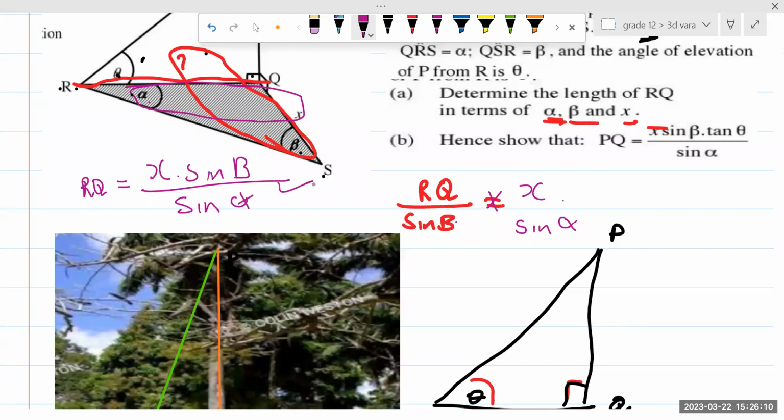So they'll give us a mark for being able to do something like this. The first mark is going to be for using the sine rule and substituting correctly. Because they said we need to write RQ in terms of alpha, beta and x. Do we have alpha? Let's check. Do we have beta? Yes. Do we have x? Yes. So we needed to name this in terms of all those three variables.